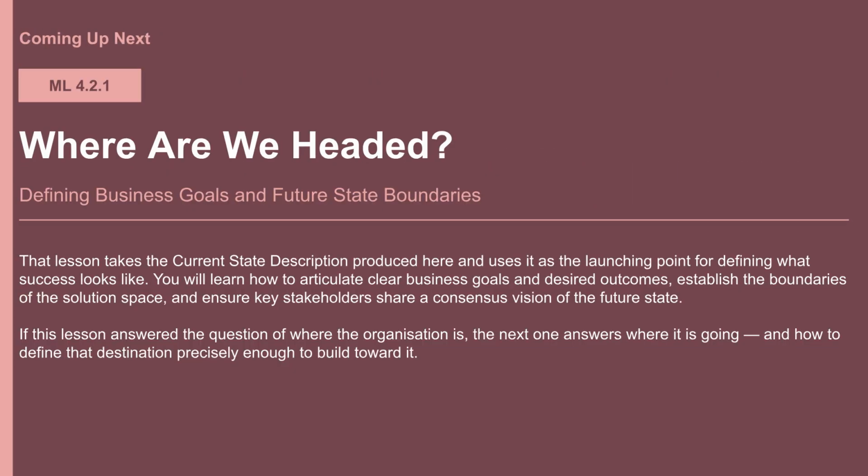Next is ML 4.2.1. Where are we headed? Defining business goals and future state boundaries. That lesson takes the current state description produced in this lesson and uses it as the launching point for defining what success looks like. You will learn how to articulate clear business goals and desired outcomes, establish the boundaries of the solution space, and ensure key stakeholders share a consensus vision of the future state.